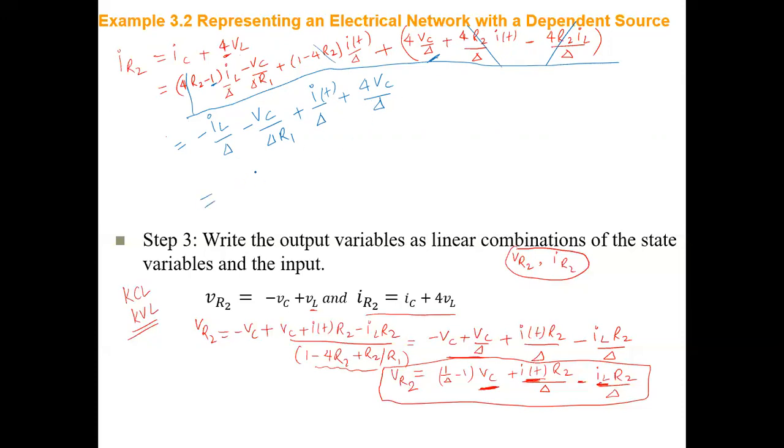So let's simplify this. Can we rearrange this guy? Let's say first variable VC. So how do I rearrange this guy? VC 4 minus 1 over R1. Factor out VC, right? Then what do you have? Then my next state variable is IL. Next, the input is IT over delta. So now I have IR2 in terms of BC, IL, and input. Question here?